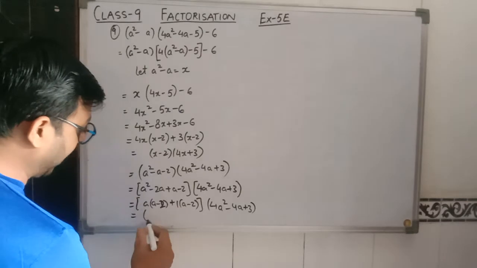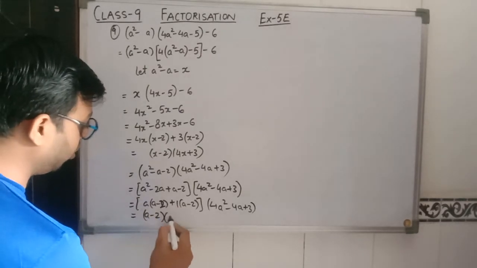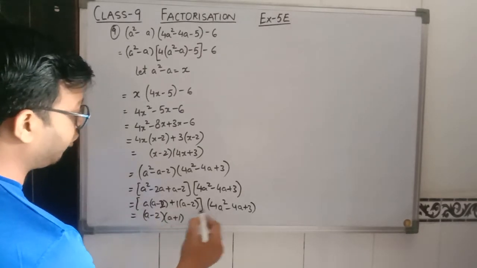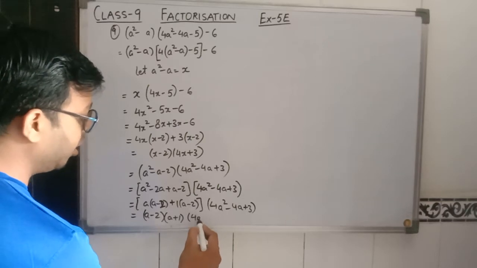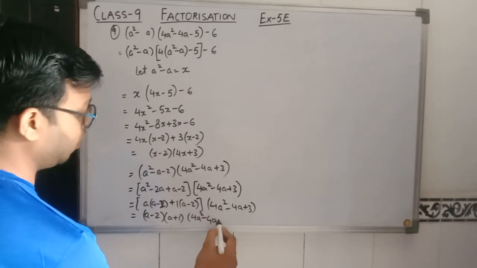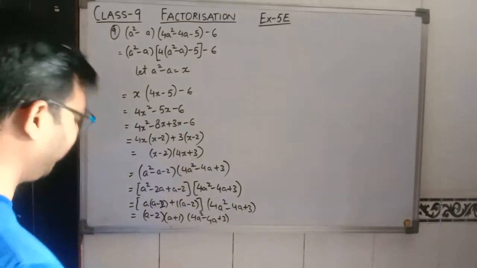So from the first bracket, two brackets will become a minus 2 and a plus 1. And from the second bracket, the terms will remain the same: 4a square minus 4a plus 3. So that is the answer.